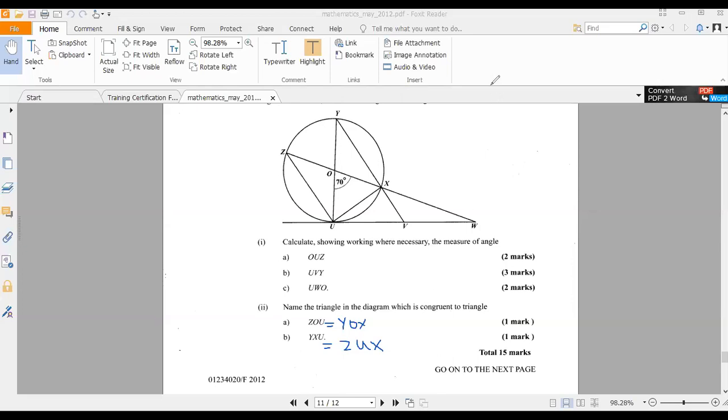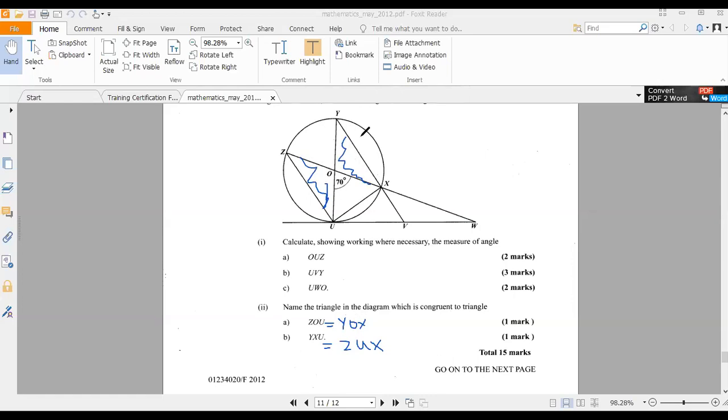We good so far? Those who don't see it, look at this triangle here. You see this part of the triangle here and this part of the triangle are the same, right? So that's what they say. ZOU and UOX are the same because this side and this side are the same, right?